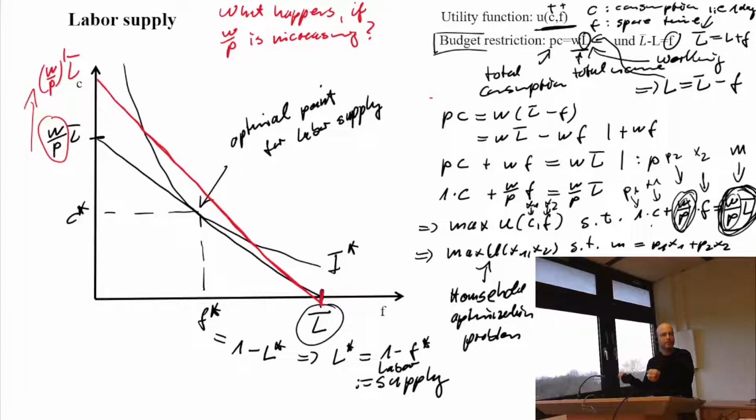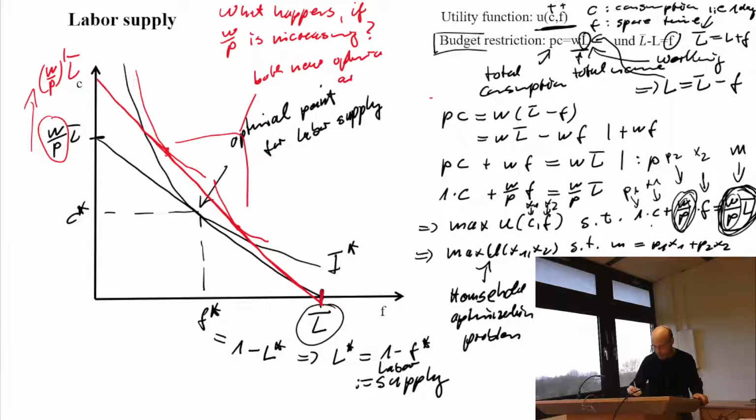And in general, this means that the new indifference curve, if we have now here more spare time, more free time, and more consumption possibilities, that we are somewhere on the upper right, but only somewhere. So this is possible, but this is also possible. Both indifference curves would be on the upper right compared to the former indifference curve. Both new optima are possible.